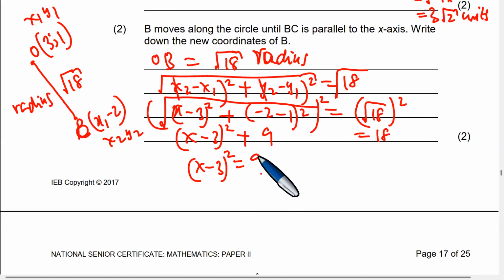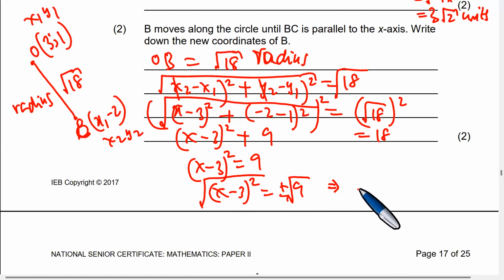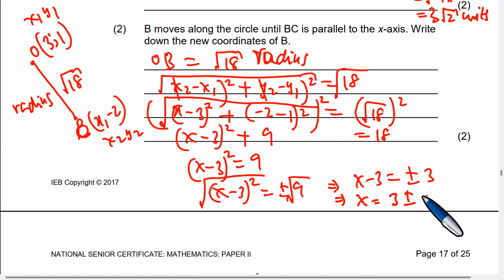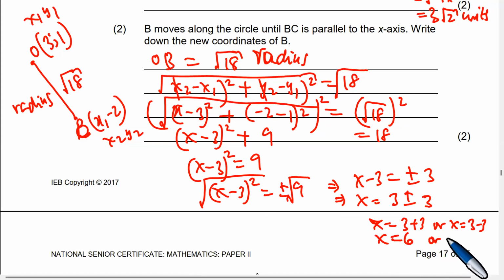18 minus 9 is 9. So plus or minus, x minus 3, you have plus or minus 3. 3 plus or minus 3. x is 3 plus 3, or x is 3 minus 3, which means x is 6, or x is 0. Okay, you could guess the answer straight away because you want the distance to be square root of 18.